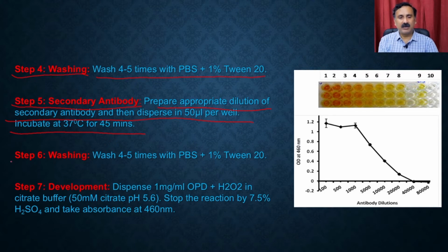And then you have step 6, which is washing. So wash 4 to 5 times with PBS. After every antibody you do a washing, and then ultimately you do the development. So you dispense 1 milligram per ml OPD plus H2O2 in a citrate buffer, and then you stop the reaction with 7.5% sulfuric acid and take the absorbance at 460 nanometers.